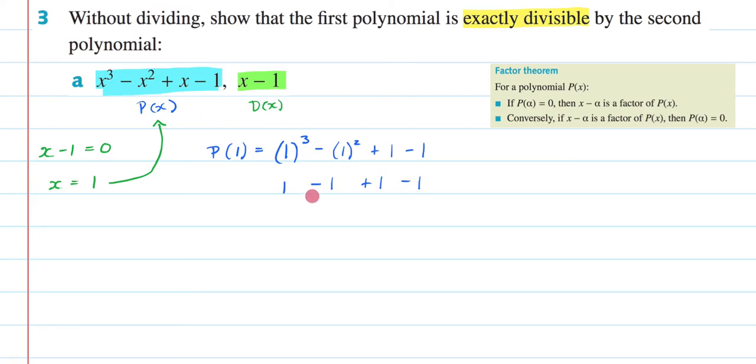Then you can simply go, well, 1 minus 1 cancel, 1 minus 1 cancel, so I'm obviously going to be left with 0. And that right there proves that x minus 1 is a factor of x cubed minus x squared plus x minus 1. The fact that I got a 0 proves that x minus 1 is a factor. So hopefully this video has been helpful for you in understanding what the factor theorem is and how to apply it.